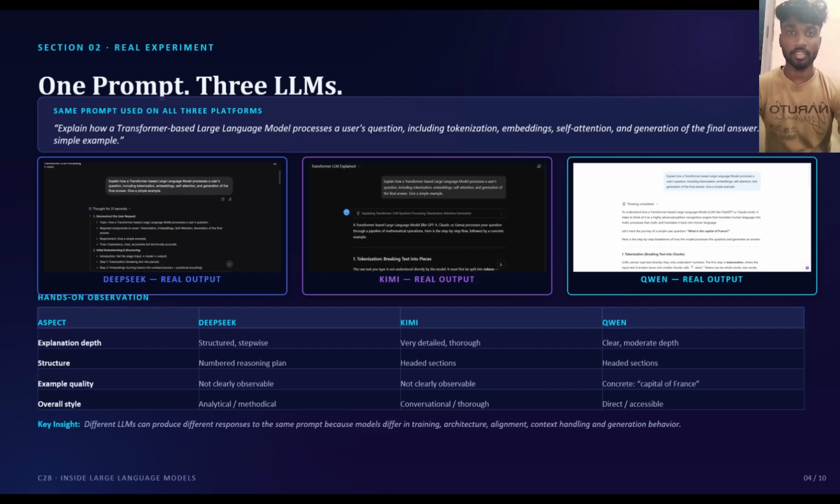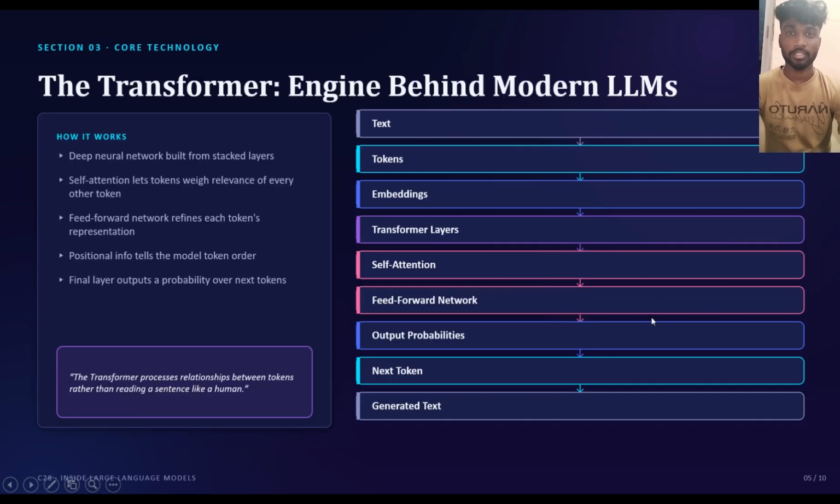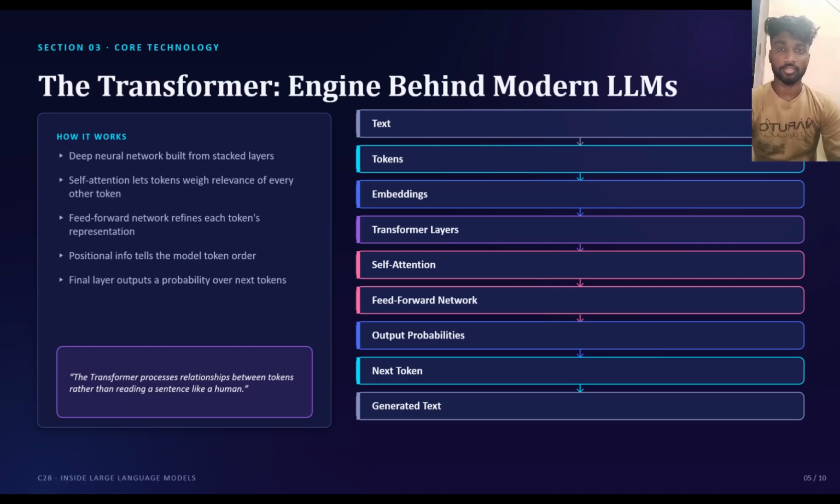This can happen because different models have differences in their training, architecture, alignment, context handling and generation behaviors. So this experiment helped me understand that the LLM platform itself can influence the style and nature of the output. Transformer architecture. Now let us see what happens inside the model.